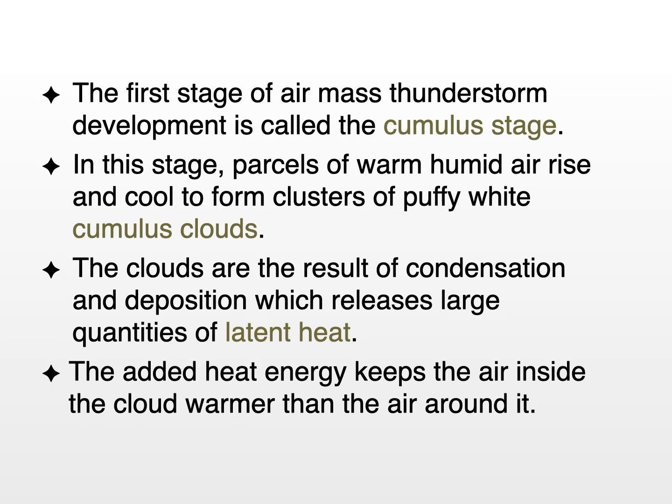So once again, the first stage of air mass thunderstorm development is called the cumulus stage. In this stage, parcels of warm, humid air rise and cool to form clusters of puffy white cumulus clouds, which are quite common in the summer months. These clouds develop because of condensation and deposition, so some of it is turning into ice crystals and even snowflakes, and this releases large quantities of latent heat. And this latent heat keeps the air in the cloud warmer than the environment around the cloud, and makes it buoyant and act like a hot air balloon moving upward into the atmosphere.